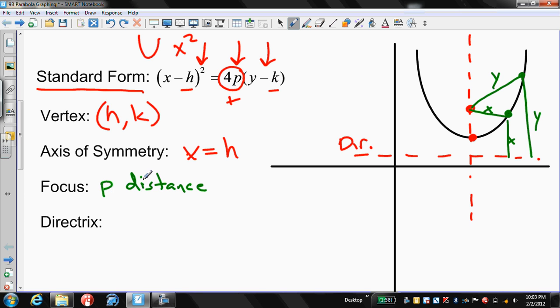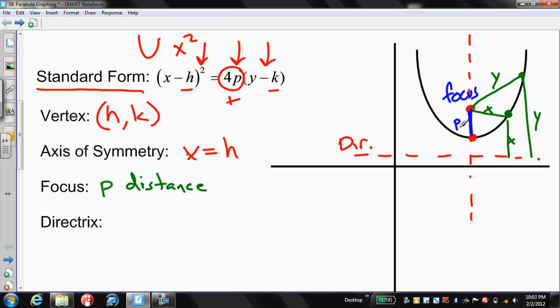Okay. And I'm going to do it in a different color here. We'll do it in blue. The distance from the vertex to the focus, and again, this is the focus, and that little distance is called P. That same distance from the vertex down to the directrix is also a distance of P.